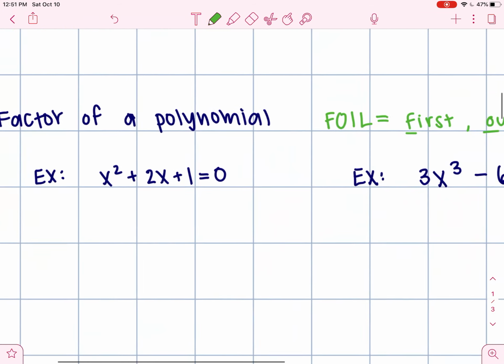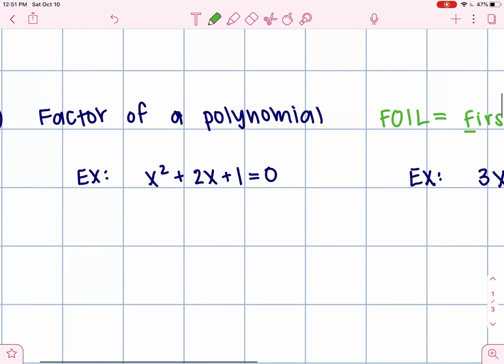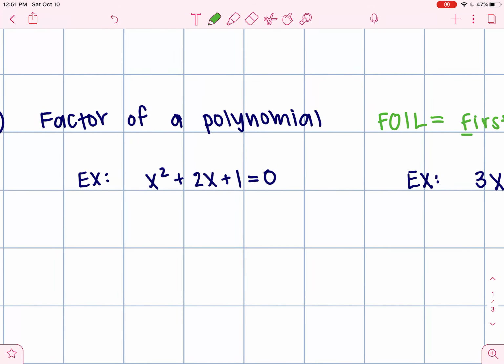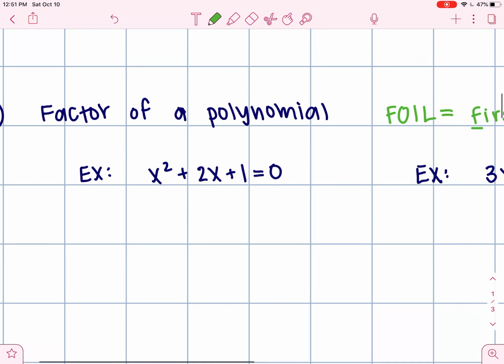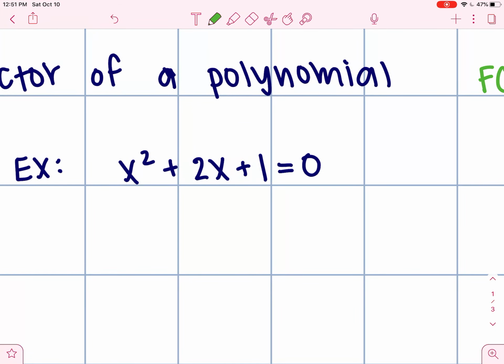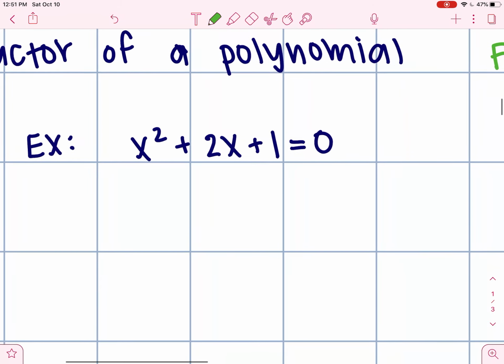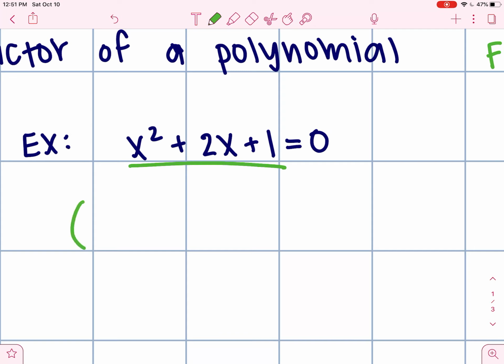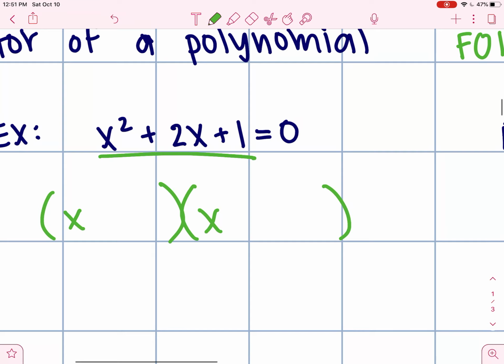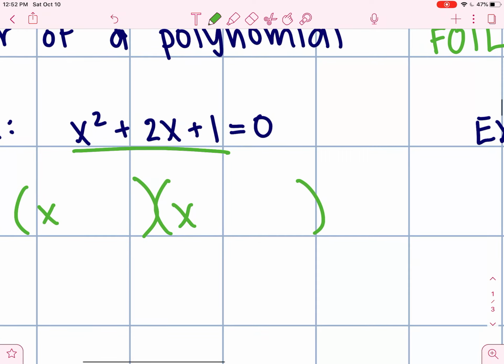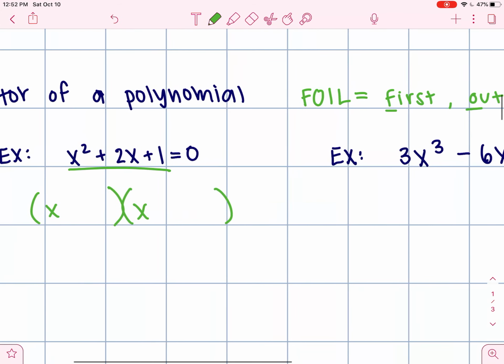And I think we should definitely use this method, or at least recognize this method in the first example we have here. So we have x squared plus 2x plus 1 is equal to 0. Now how are we going to factor this? So we know that if we factor this equation, it's going to end up in the form of x plus or minus something times x plus or minus something. We don't know the signs yet, that's why I put plus or minus, but ultimately it's either going to be a plus or a minus. So we know that it's going to come out in this form, and this is where FOIL comes in.